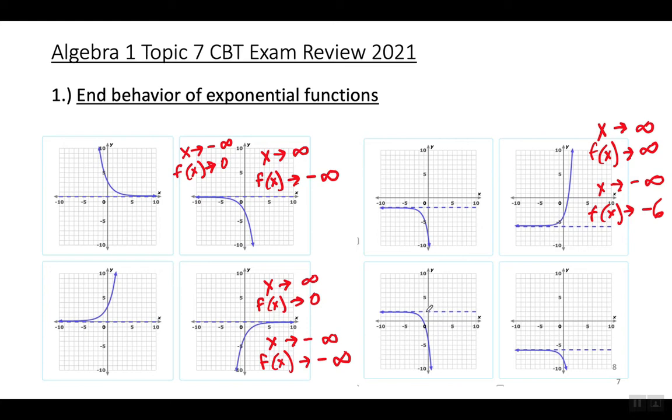Alright, so if we look at this one, as x approaches positive infinity, which is to the right, f of x is approaching negative infinity. Alright? And as we go to the left, x is approaching negative infinity, and f of x is approaching this horizontal asymptote, which is at positive 2.